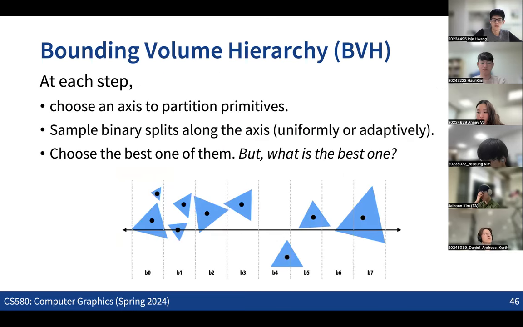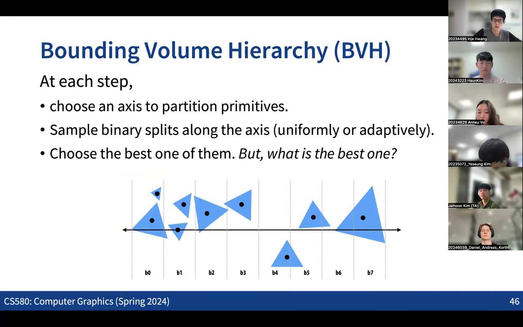For each splitting step, we choose an axis-aligned axis, and then we have candidate split planes, each defined as a half-plane of the space. We can define the candidate split planes by uniform sampling or adaptive sampling, for example by the endpoints of the primitives. Given the candidate planes for the split, we choose one of the best ones. Then we repeat this process for each of the axes, having candidate planes for the split and choosing one of the best. Now the question is, what's the best split in this case?